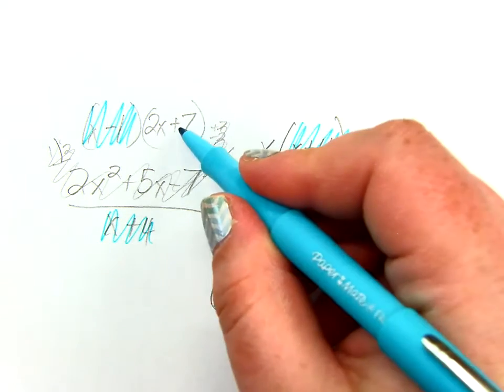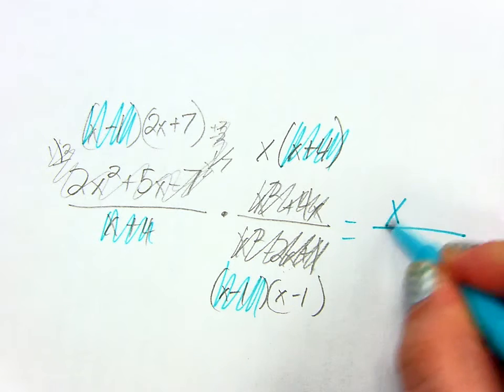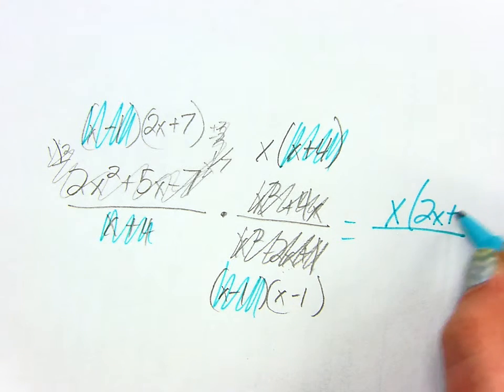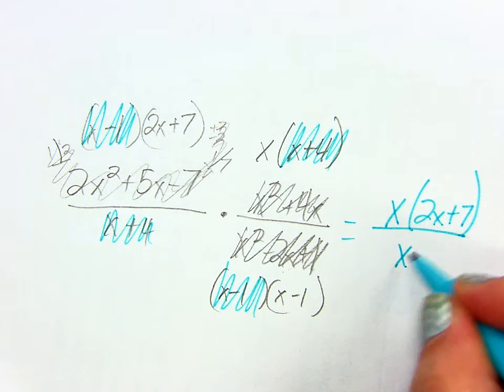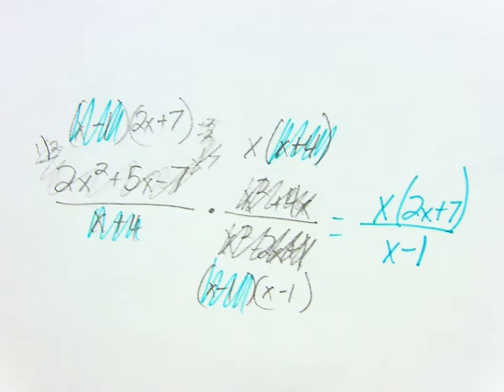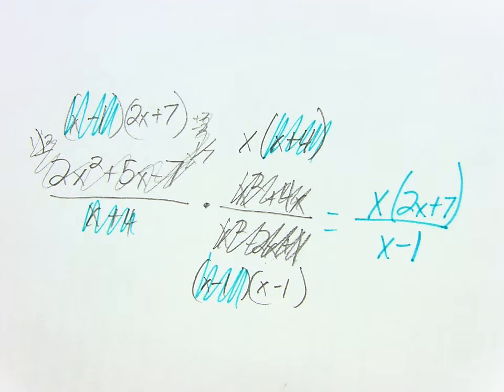Up top, I still have an x and I still have a 2x plus 7. So I'll write it as x times 2x plus 7. And then in the denominator, the only thing I have is x minus 1. That's my answer. You could distribute, but why bother? Hopefully that's an answer. Looks like it is. Letter N at the bottom. And that's it.